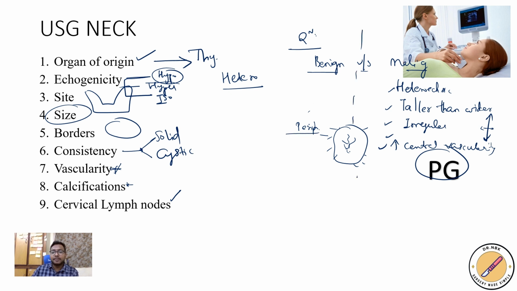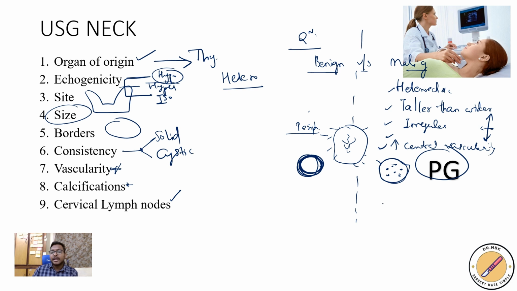Okay, right. Next, coming to calcification, in benign conditions there will be a peripheral eggshell-like calcification, a rim of eggshell-like calcification. Whereas in case of malignancy, it is small multiple microcalcifications. Right. Next, obviously there will be enlarged cervical lymph nodes.